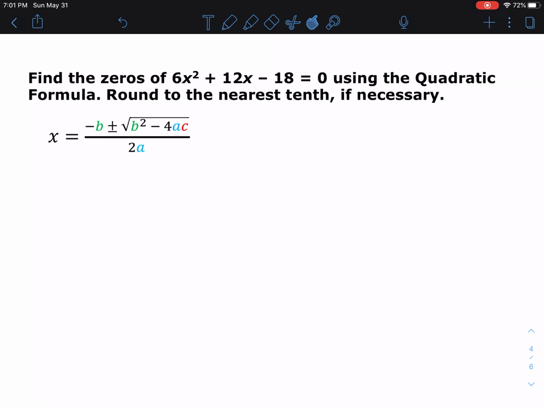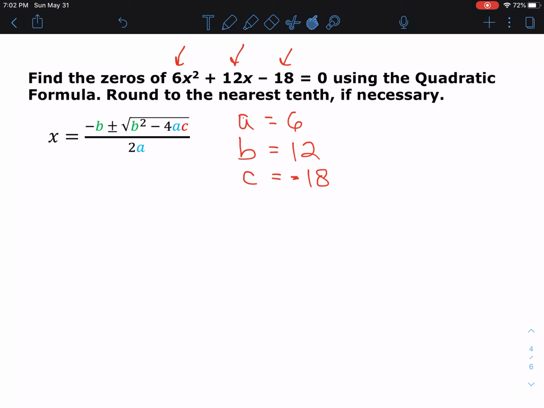First, our a value is this right here. In this case, a is 6. Don't write 6x squared, it's just a coefficient, so just 6. Your b is what's in front of the x term, so in this case it's positive 12, so we're going to write 12. And then your c is your constant term, and notice that this is negative 18, not 18, so make sure you have that negative in there or your answers down at the bottom are going to be wrong when you use the quadratic formula.